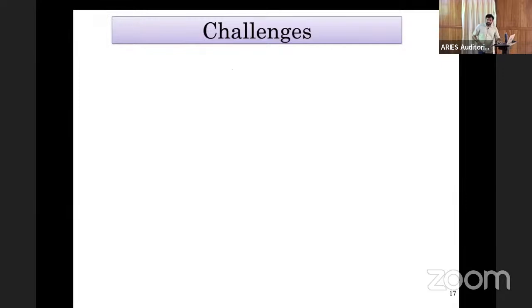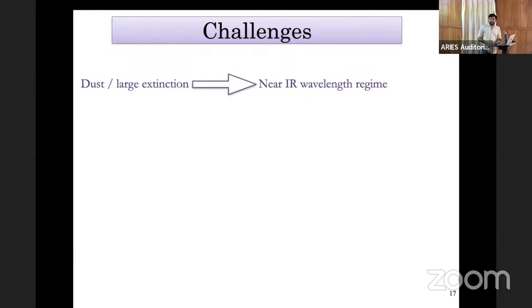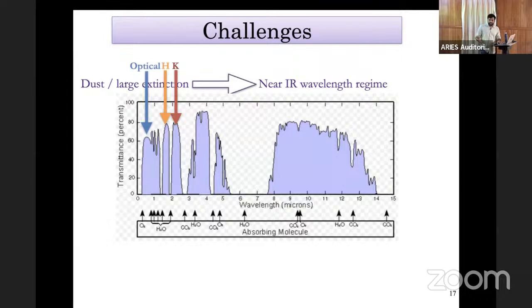Okay. So, what are the challenges in carrying out observations? As I've already mentioned, there is a lot of dust and large extinction, which demand observations in the near infrared wavelength regime. When I say near infrared, what I mean is this Earth's transmittance map, where you can see clearly the blue band represents the wavelength regimes which are allowed by the Earth's atmosphere to pass through. And what I define as the near infrared in my work is basically the H and K band, which is from 1.5 to 2.5 micrometer.